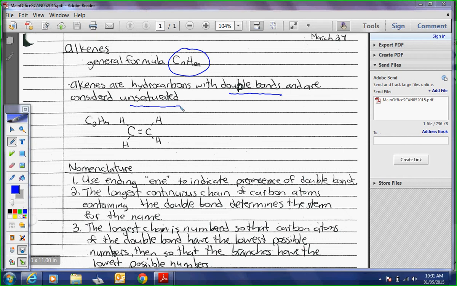So nomenclature. Any questions on that so far? So do you see how this follows C2H4, therefore it's CnH2n. So C100H200 would be a carbon chain of 100 carbons where you had a double bond in between 2 carbons. Okay? Questions? Fabulous. So how to name them?